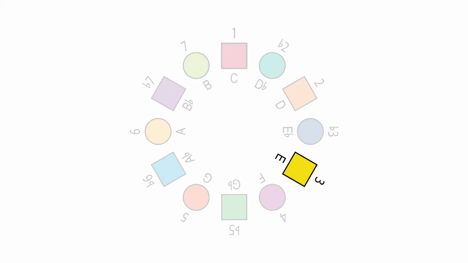Likewise, in the key of C, the E note, yellow, is closely related to A and B, or in the key of C, intervals 6 and 7.